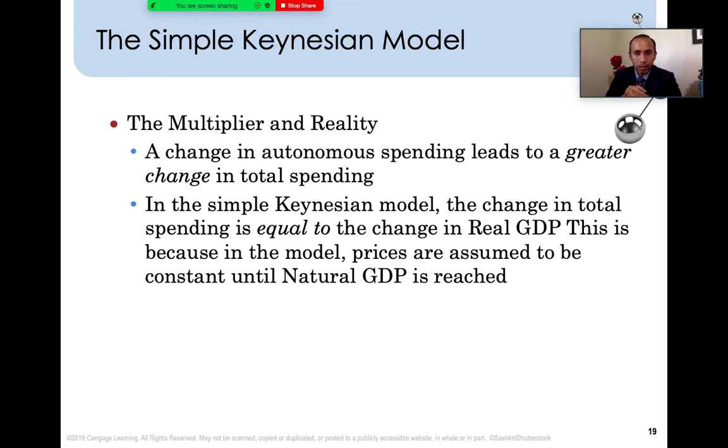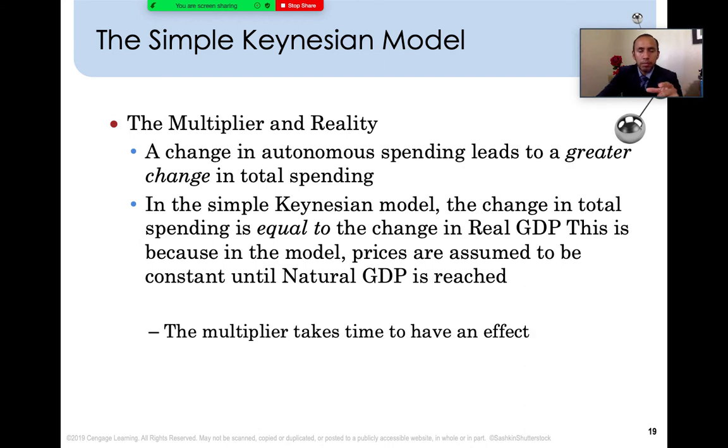So in the simple Keynesian model, the change in total spending is equivalent to the change in real gross domestic product, in real GDP. And this is assumed because we have stable prices, a constant stability of prices, and we can reach natural capabilities of the economy, natural GDP. So the multiplier could take some time to take effect in the economy because it goes through multiple expansion channels, but it does have an effect. It takes a significant effect in the market.